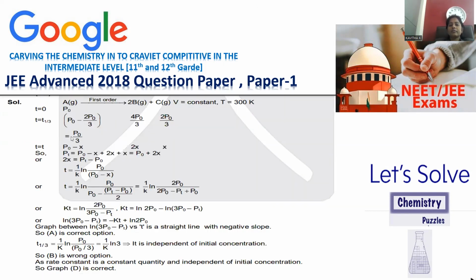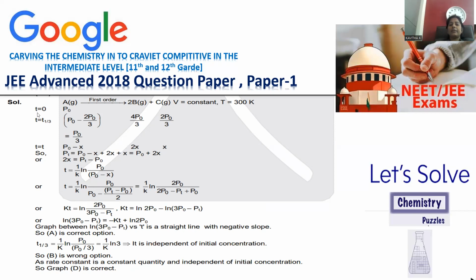Okay. Here is the reaction. A is the gaseous reactant, and being one molecule at the initial condition, it will follow first order kinetics and gives rise to the products, which are also in gaseous form. B and C gaseous forms will be there, volume kept constant, temperature kept constant at 300 Kelvin. This is the reaction process.